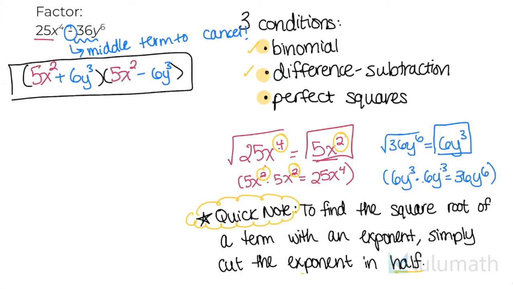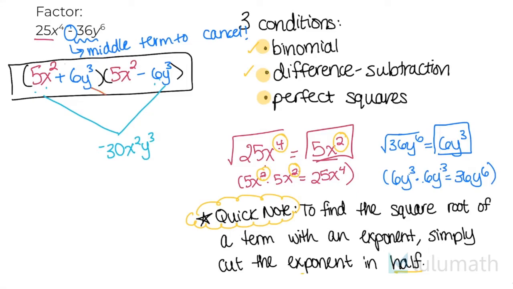Now, really quickly, I just want to do a quick check on this, and I'm going to do my outer and my inner just to see what happens. But again, we don't have to do guessing and checking when we identify that something is going to be a difference of perfect squares. So for my outer, 5x squared times negative 6y to the power of 3, 5 times negative 6 is negative 30, and then x squared y to the power of 3 is just x squared y to the power of 3.